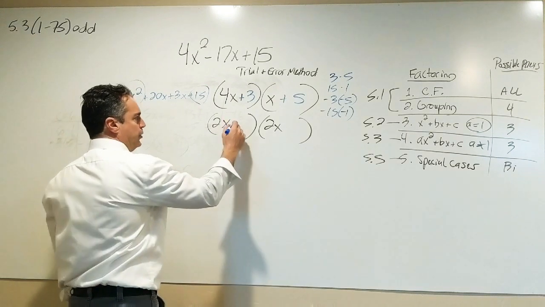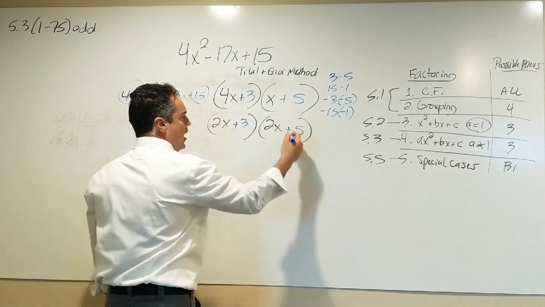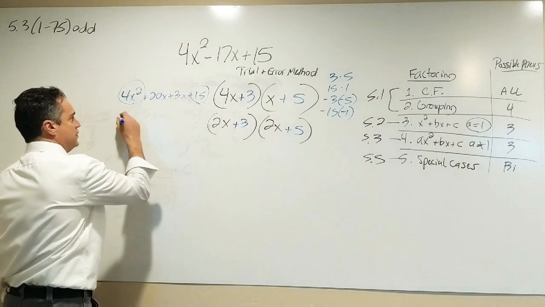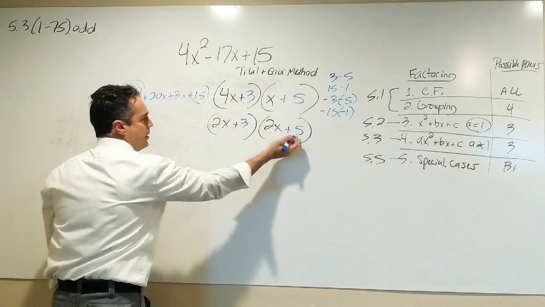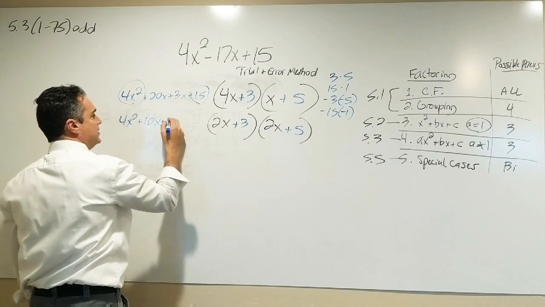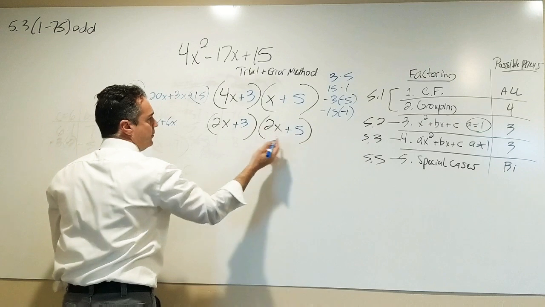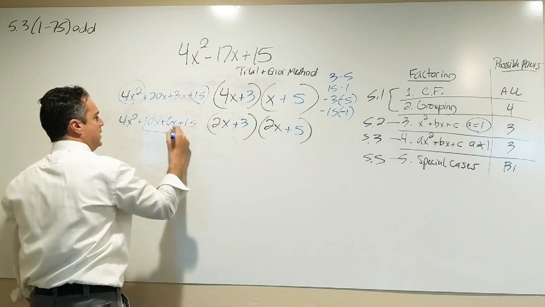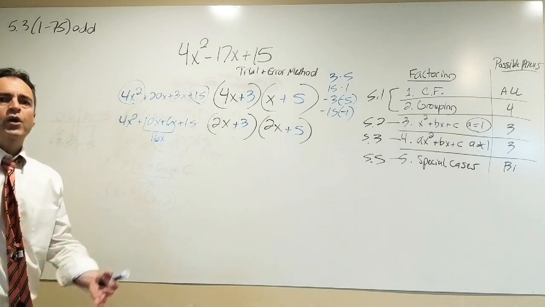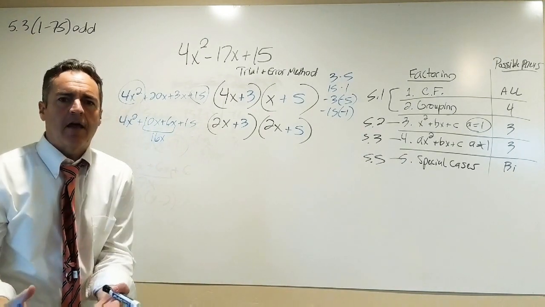We could put that +3 and that +5 in there and try that. 2x times 2x makes 4x squared. 2x times 5 makes +10x. 3 times 2x makes +6x. And 3 times 5 makes +15. These combine to make 16x. Is this the same as that there? No, we tried, we erred again.